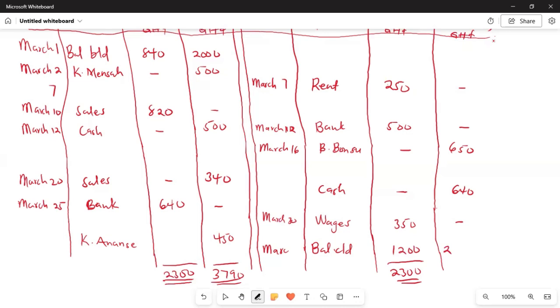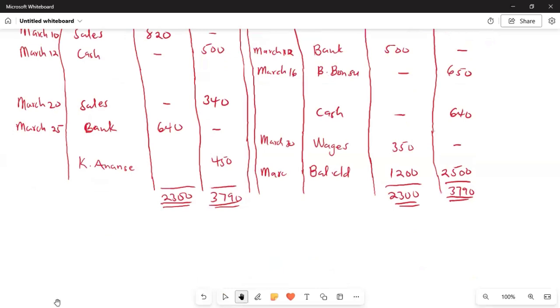So write 2,500 here, to balance it. So that'll be 3,790. That is it. When you finish, you come and write the balance carried down that you are seeing here, the closing balance. After that, you have to come here and write for the next one.